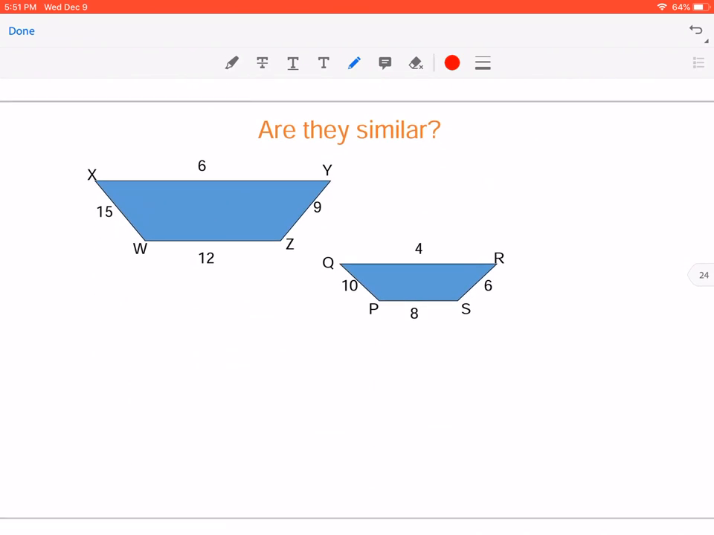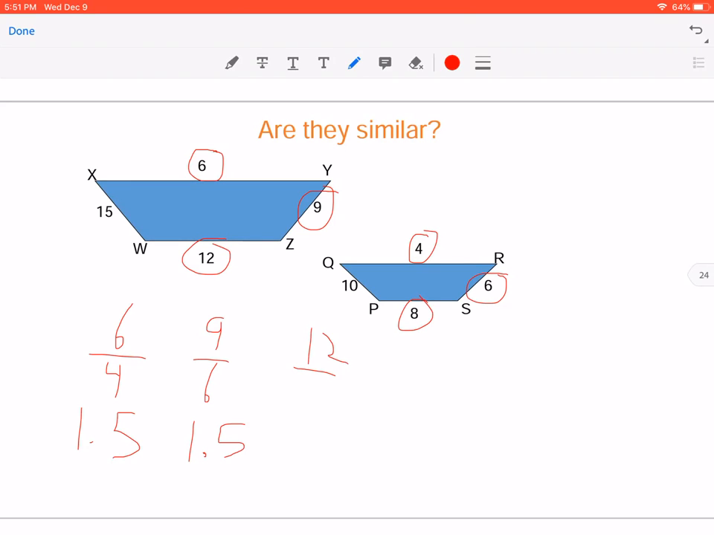Alright, let's look at this one. Are they similar? It's just asking yes or no. All you got to do is find your match. Every proportion should have the same ratio. So if I choose 6, its match is 4. If I do 6 divided by 4, I should get 1.5. If I do 9 divided by 6, 9's match is 6. 9 divided by 6, take it on your calculator, is 1.5. 12 goes with 8. Again, easiest way to do this is on your calculator. 12 divided by 8 is also 1.5.